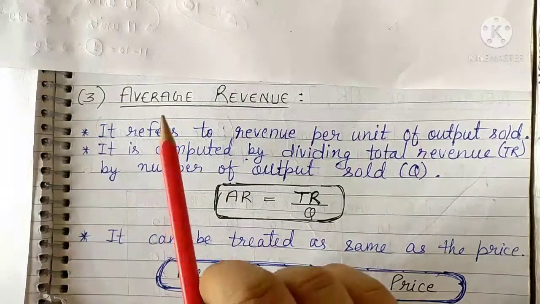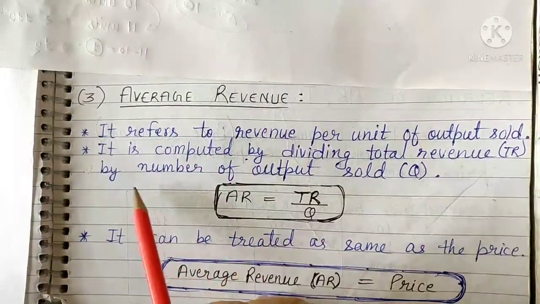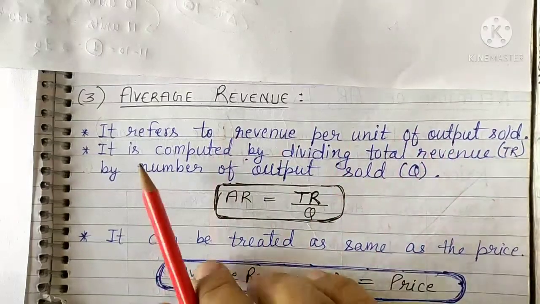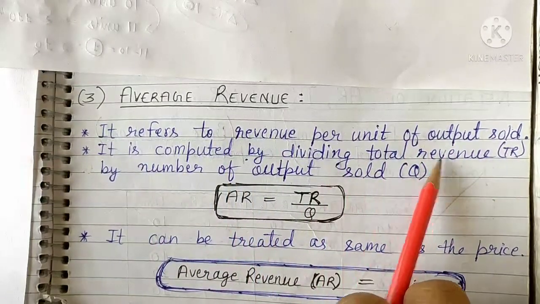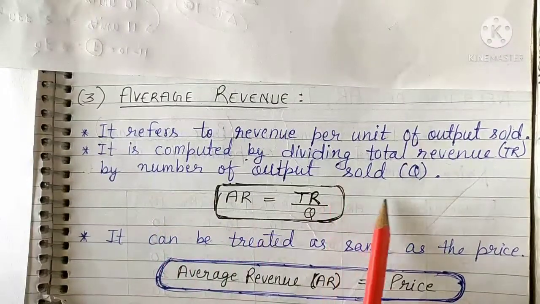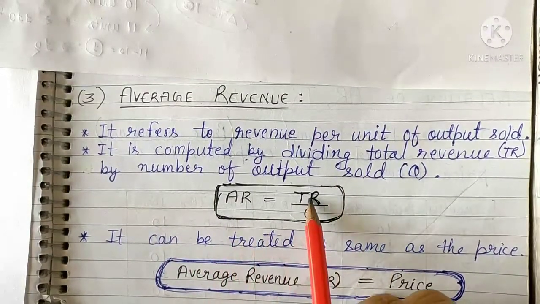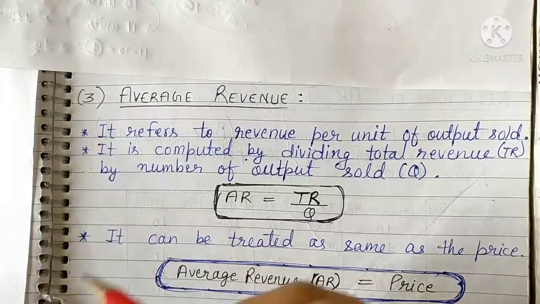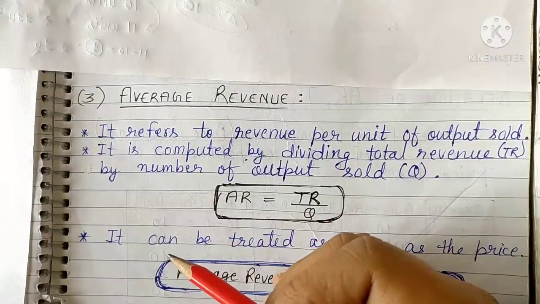So now we will talk about average revenue. What is average revenue? See, it refers to the revenue per unit of output sold. It is computed by dividing TR by the number of output, meaning Q. AR equals TR divided by Q. How are we finding the average? By dividing the total revenue by the units sold.